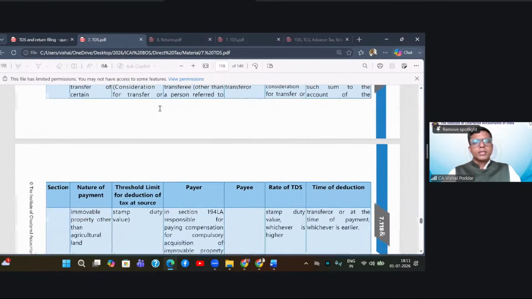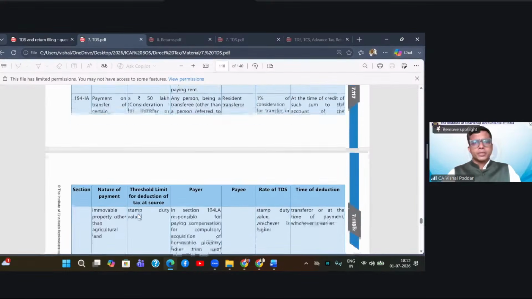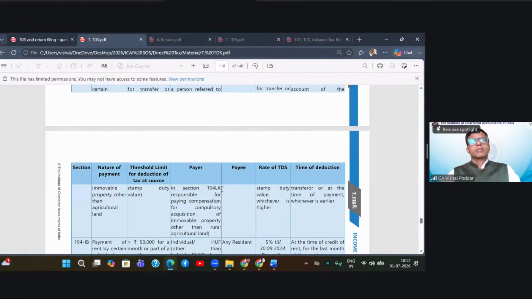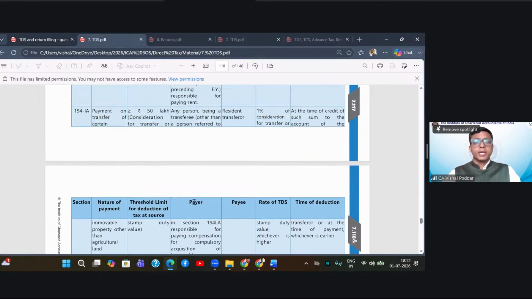Now what should be greater than or equal to 50 lakhs? It may be the consideration or the stamp duty value. So even if any one of the values is exceeding, that is sufficient. Then, who is the deductor? Any person being a transferee, other than a person referred to in section 194LA, responsible for paying compensation. Where it is a case of compulsory acquisition, the government is the transferee, and for that you have a separate TDS section under 194LA. So that will not be covered. Anyways, our case is not of compulsory acquisition.